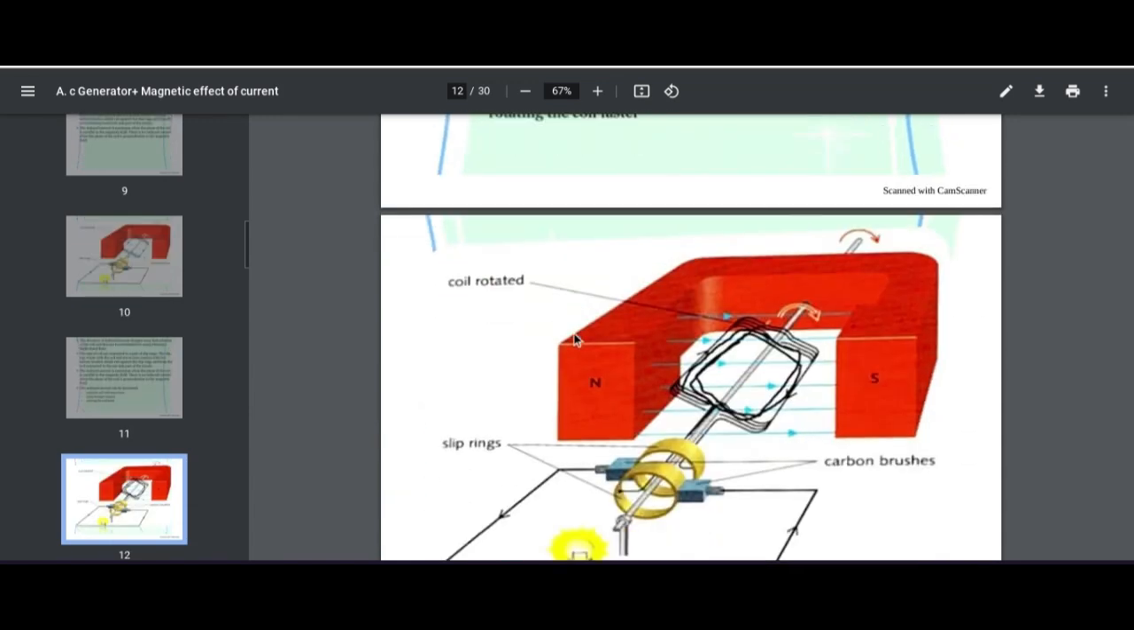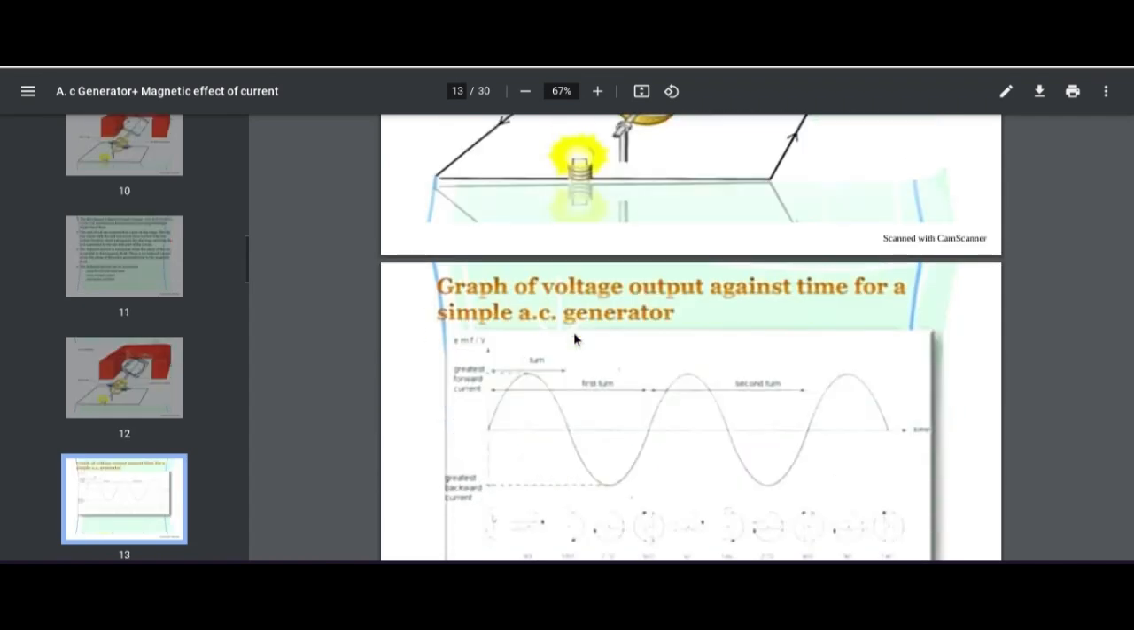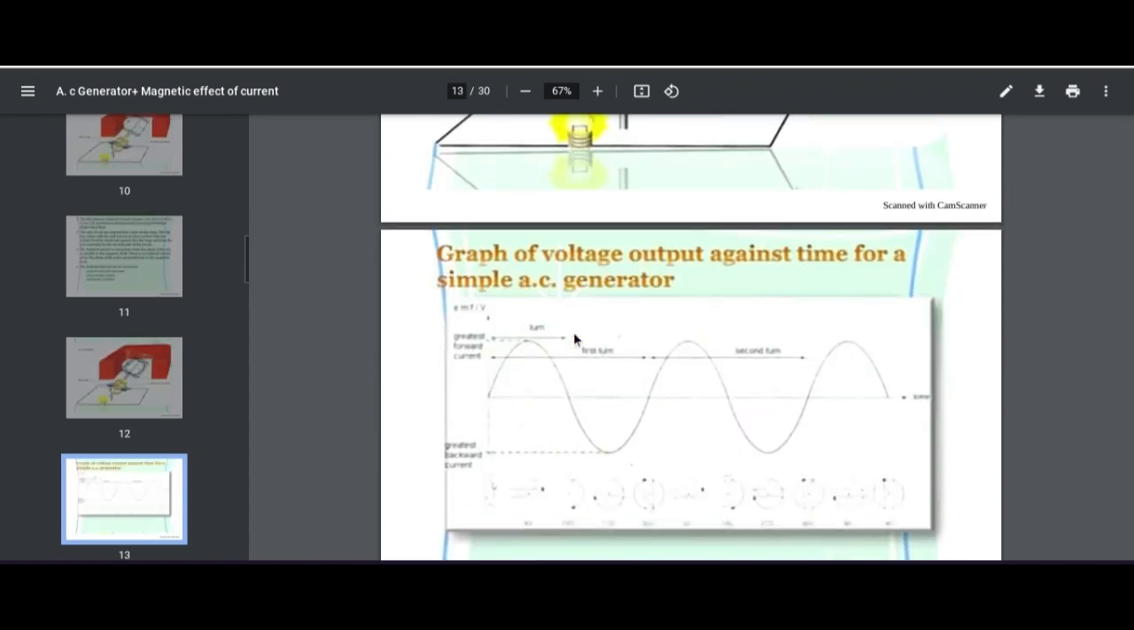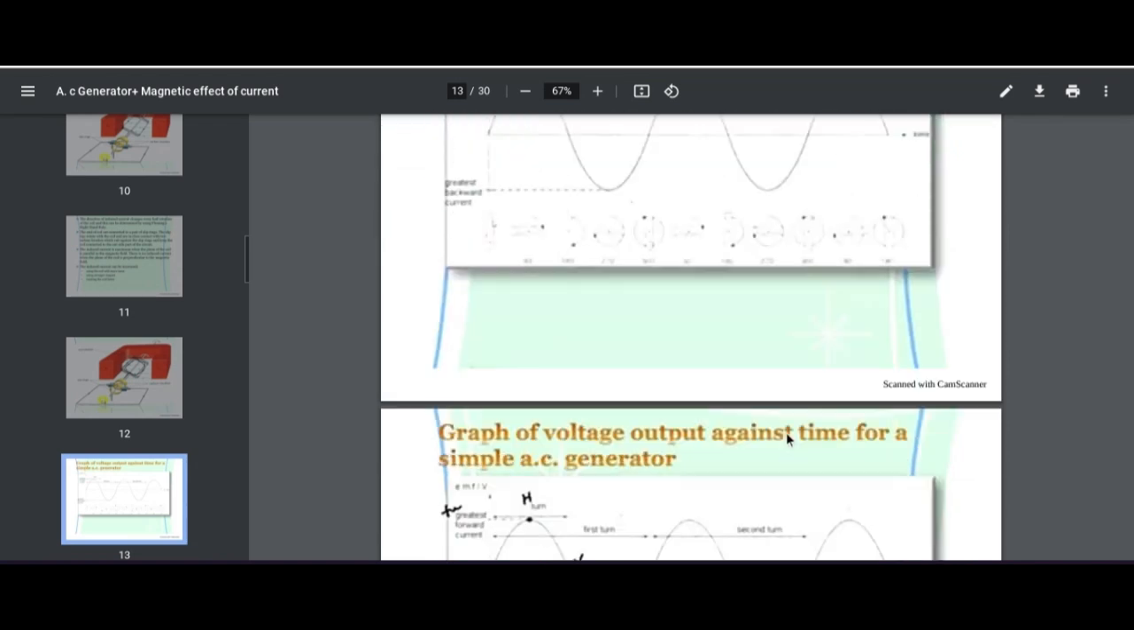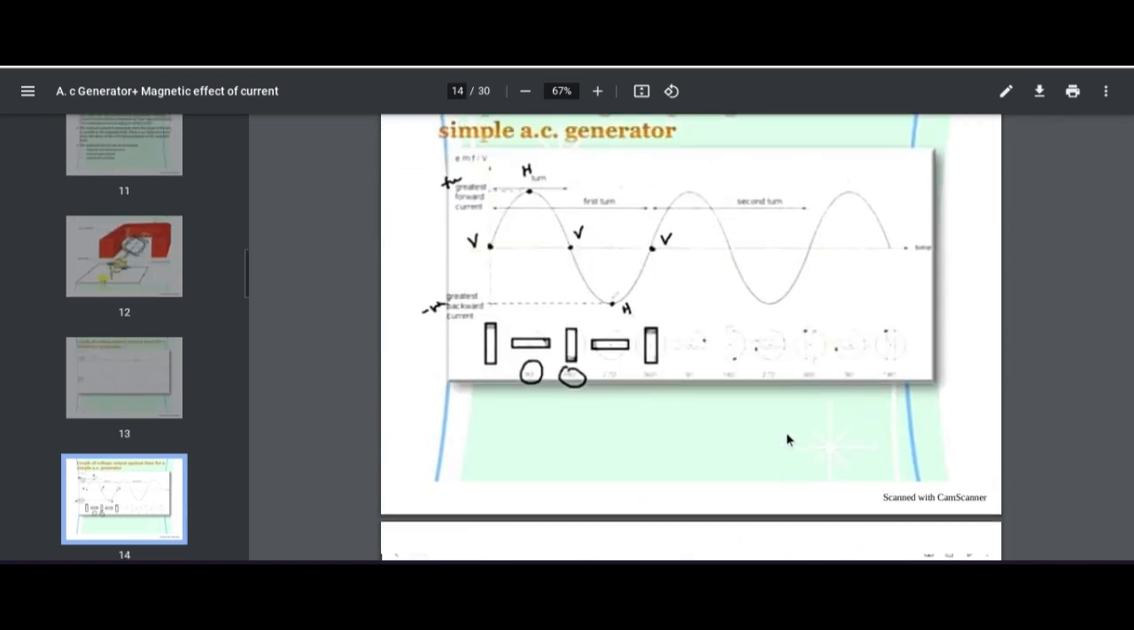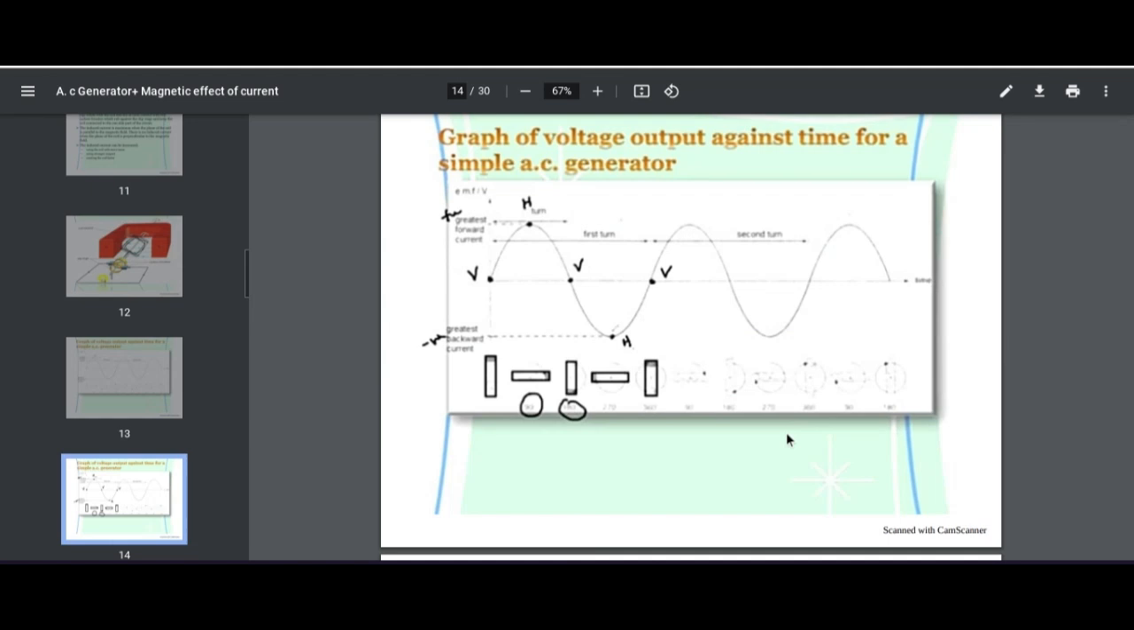I just told you about this, and this is the same. Now this is a graph for the voltage output against time for the simple AC generator. Now look here, this is a like AC generator. When they move left, when they move right, when they move vertical and horizontal, they produce a graph like this. And this is the best graph of induced current and time.